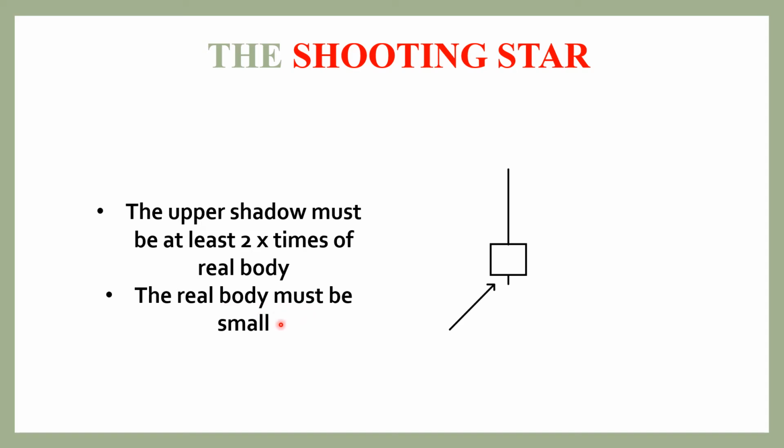The real body must be as small as possible. Whatever real body I am showing, it may start from here and end here, or start from here and end there. Whatever it may be, the real body must be as small as possible. If the real body is small, the shadow will be more, more than 2 times. Then we can get accurate results.